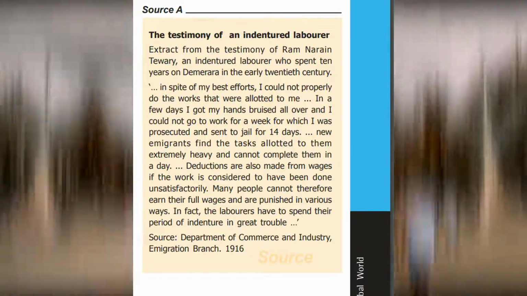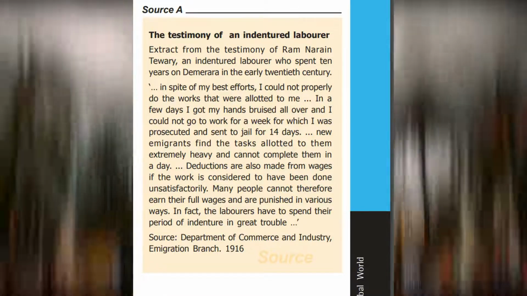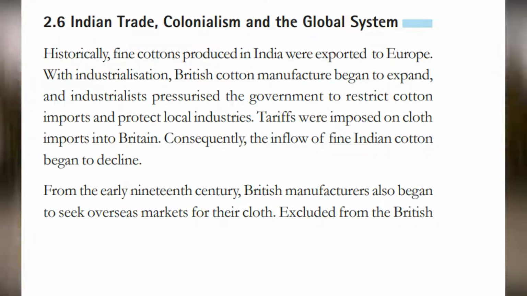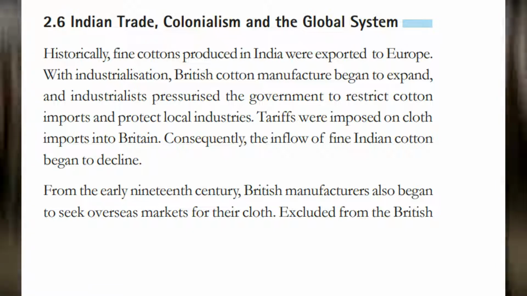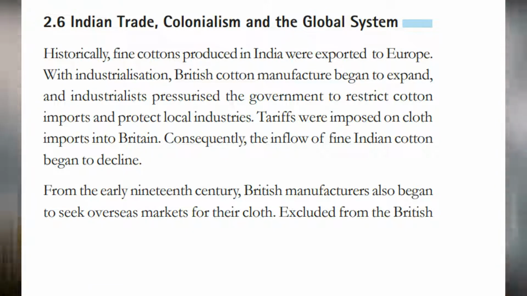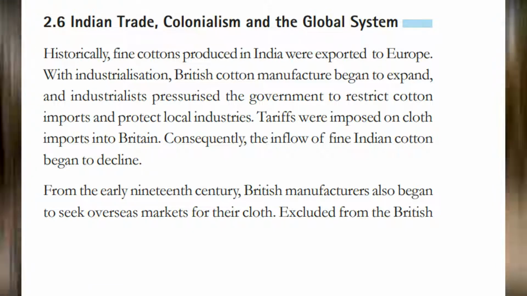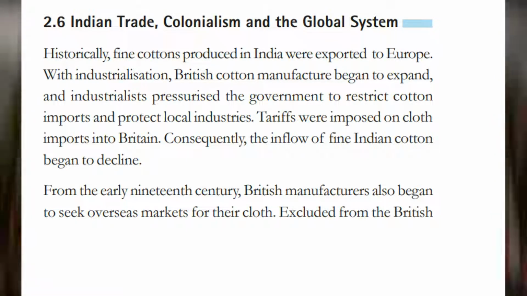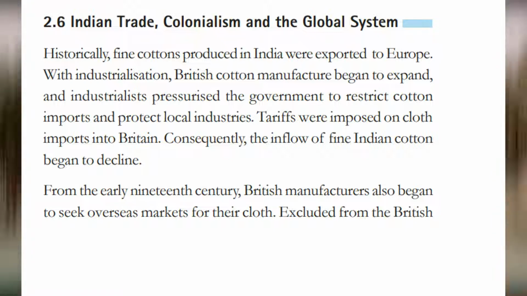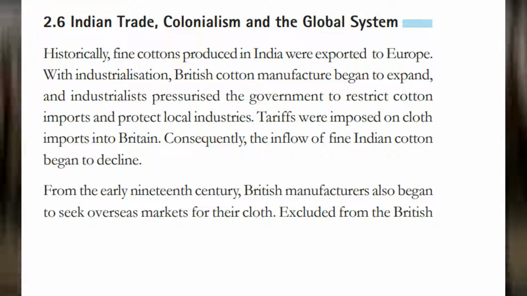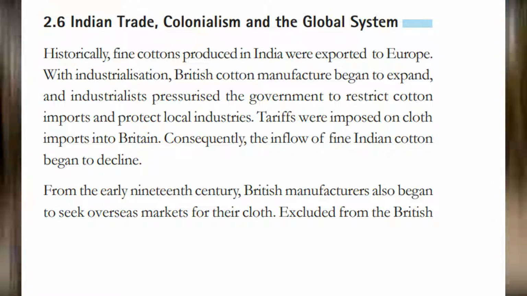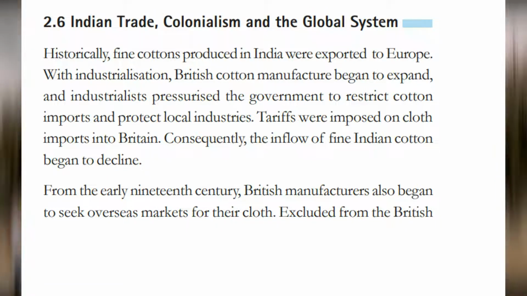Source: Department of Commerce and Industry, Emigration Branch, 1916. 2.6 Indian Trade, Colonialism and the Global System. Historically, fine cottons produced in India were exported to Europe. With industrialization, British cotton manufacture began to expand, and industrialists pressurized the government to restrict cotton imports and protect local industries. Tariffs were imposed on cloth imports into Britain. Consequently, the inflow of fine Indian cotton began to decline.